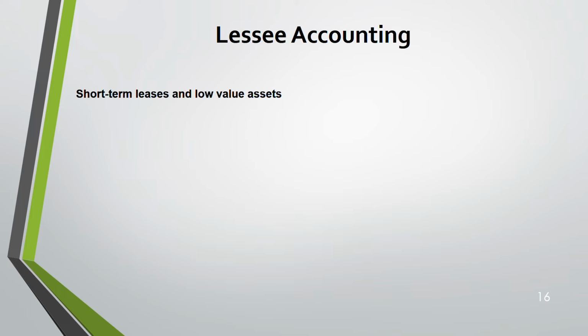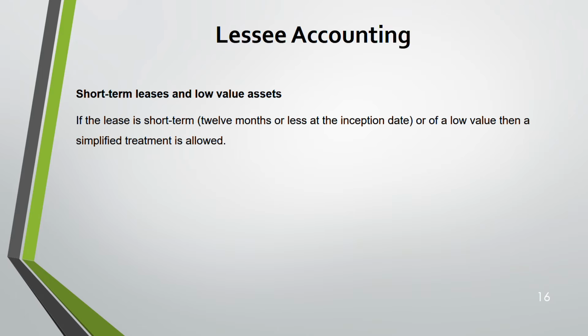Now next is short-term leases and low-value assets. Remember, in the beginning I told you that for short-term and low-value assets, you don't have to find the lease liability or right of use asset. There is a simplification for this. First understand what these two mean. Short-term means when you went for a lease, it is 12 months or less. And if it's of low value, there's a simplified treatment.